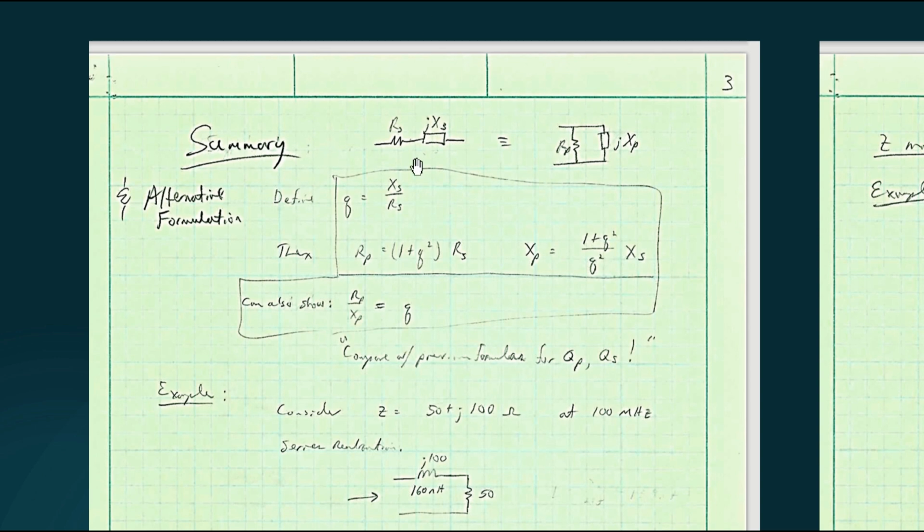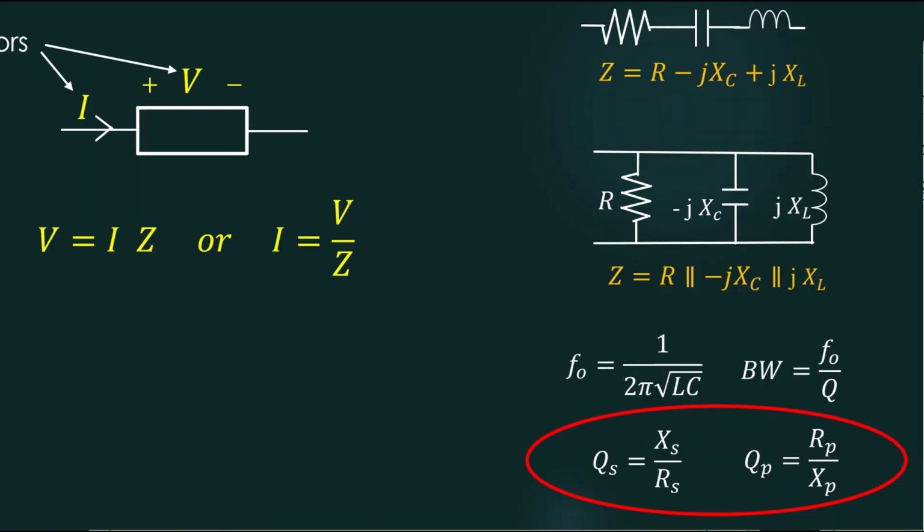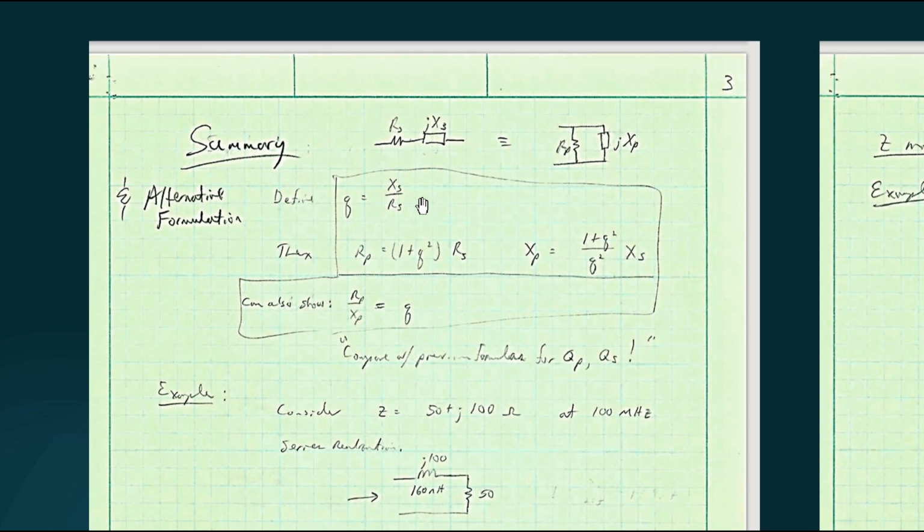So here's what we already know from the series to parallel conversion formulas. They're given here. Q is XS over RS, then RP is (1 plus Q squared) times RS, and so forth. By the way, these formulas for Q are easy to remember, especially if you've seen the Radio Design 101 series. You know that we have formulas for series and parallel RLC circuits, and the formulas are the same, really. There are some subtleties, and that's why I'm using a little q here, but we'll get into that maybe later.